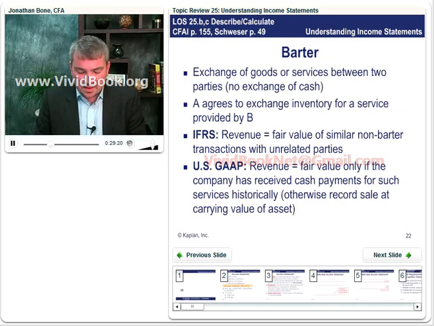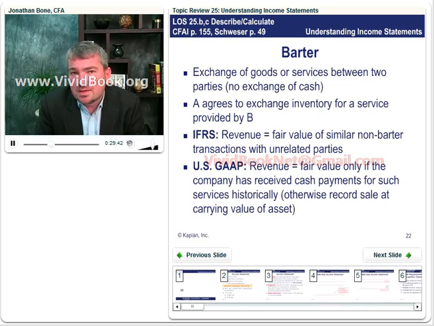Okay, we're also asked to be a little bit aware of barter transactions. What is a barter transaction? Well, when we've exchanged goods or services between the two companies, rather than one company paying cash for a good or service. So for an example, A has agreed to exchange inventory in return for receiving a service from B.